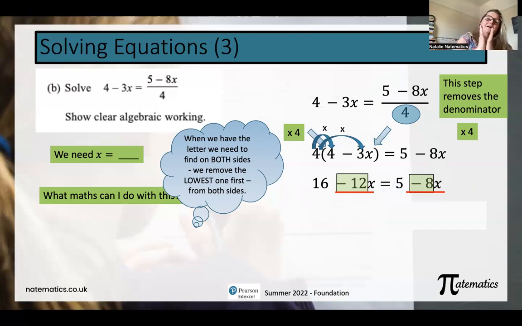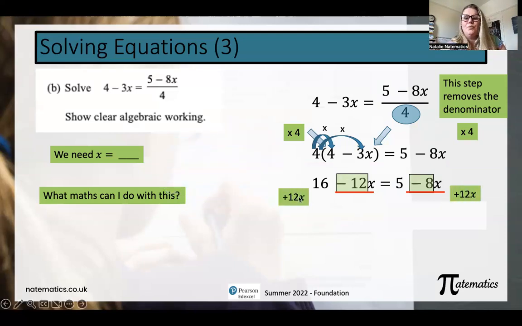Okay. So to remove a minus 12, we add 12. But we're not just adding the 12, we're adding the whole thing. So we identify which one's smaller, minus 12 or minus 8, and then we do the opposite to both sides. So to cancel a minus 12x, we add 12x. Always to both sides. Show the examiner what you're doing. So on the left-hand side, in theory, that's gone, isn't it? So we're left with 16 on the left-hand side.